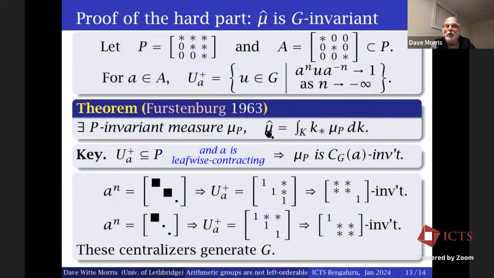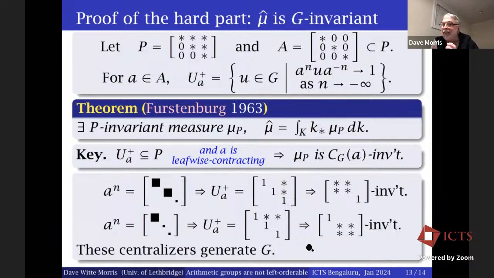We're integrating: mu hat is the integral of mu P. Well, if you integrate a bunch of copies of mu P, you're just going to get mu P. So mu hat is equal to mu P, but mu P is G invariant, and that's what we're trying to prove. We showed that it was equal to a G invariant measure, so it is G invariant.